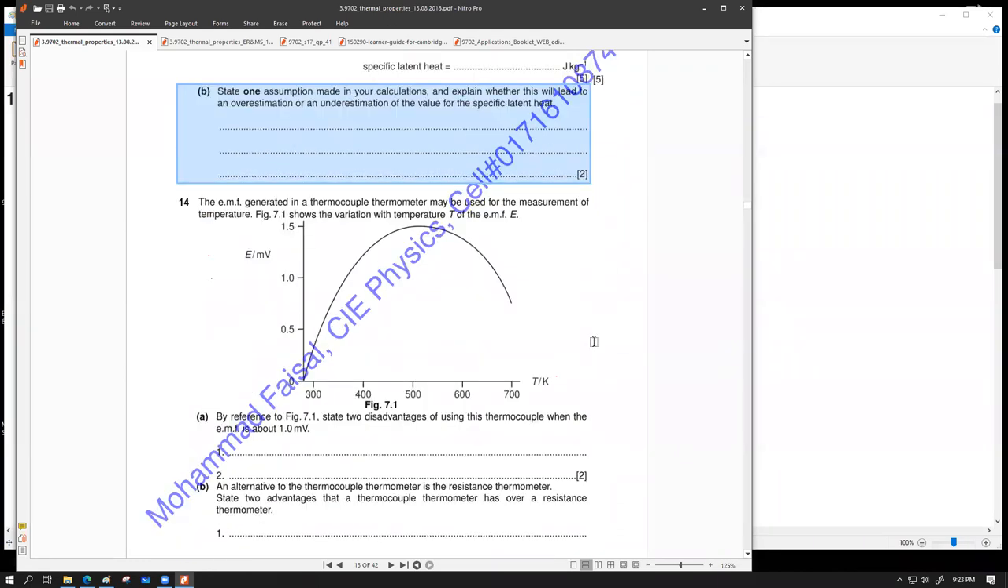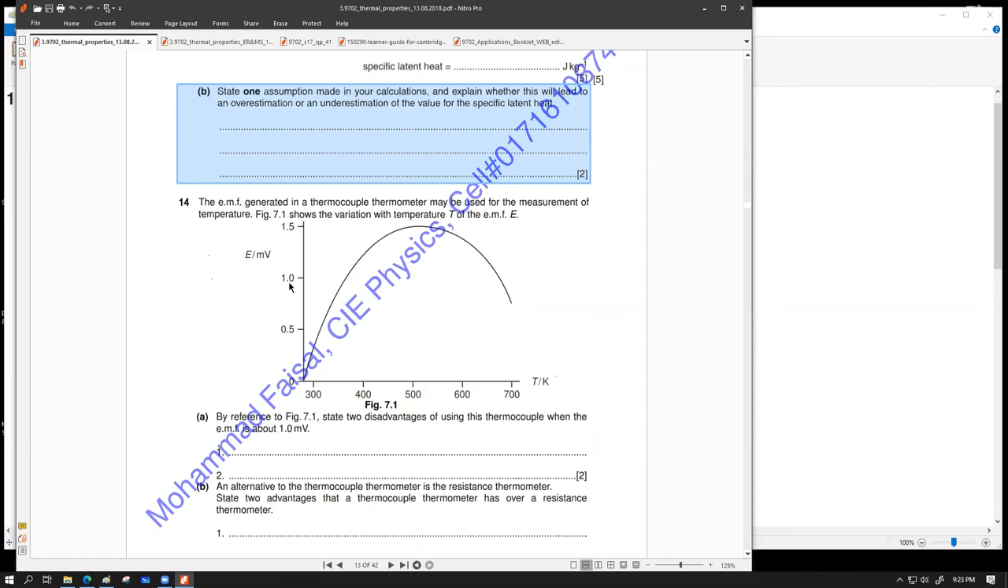Question 14 A B, I did not understand. Okay, let's have a look. 14, the EMF generator in the thermocouple thermometer may be used for the measurement of temperature. Figure 7.1 shows the variation of the EMF E with temperature T. So we have an EMF versus temperature graph, a curve. By reference to figure 7.1, state two disadvantages of using the thermocouple when the EMF is about 1.0 millivolt.